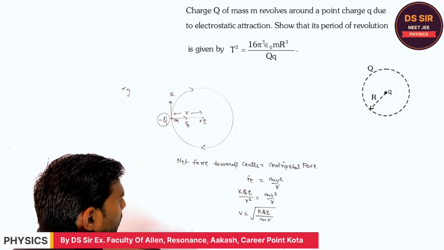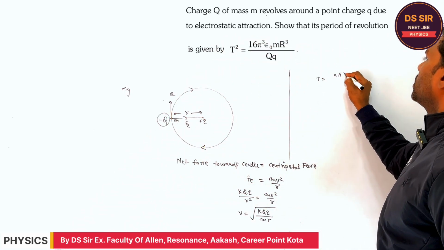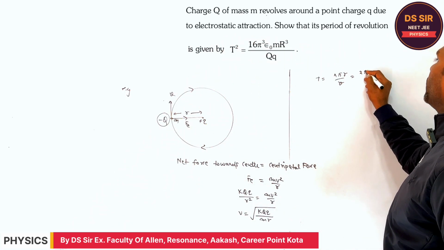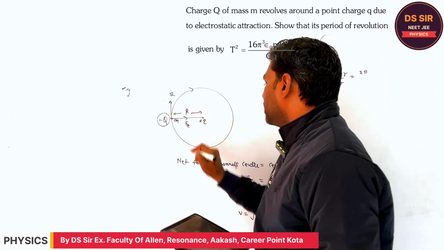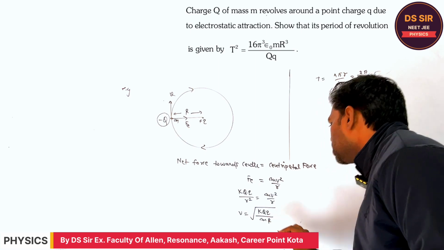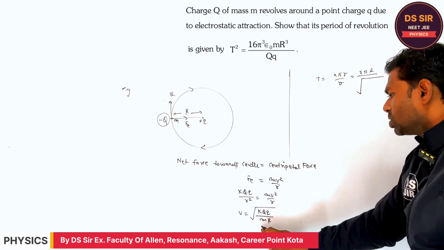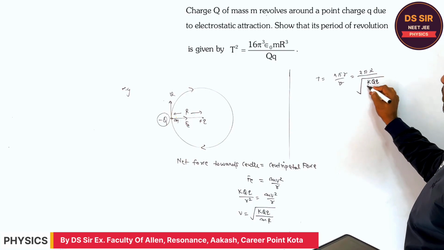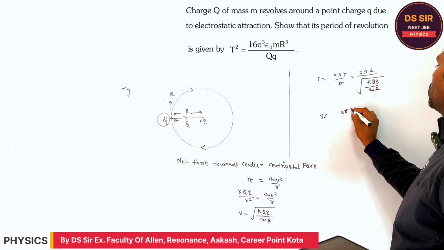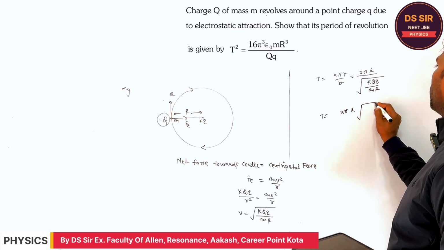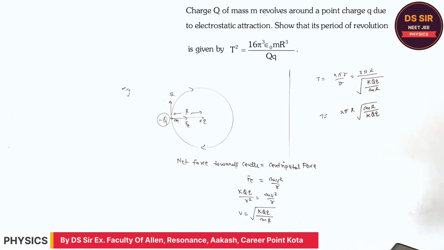All right. Now how to find the time period of revolution? 2 pi r upon v. Right. So radius is capital R, given. So you just change the value, capital R upon v. v is the square root of KqQ upon m into r. Fine. So this is equal to 2 pi r root over mr upon kqQ. Is it clear or not?